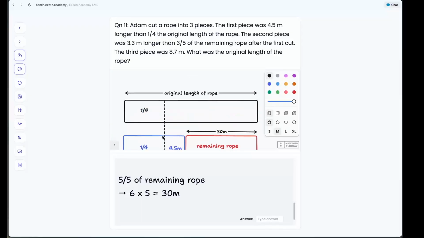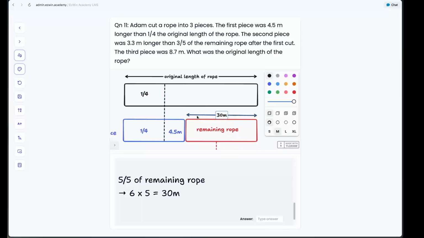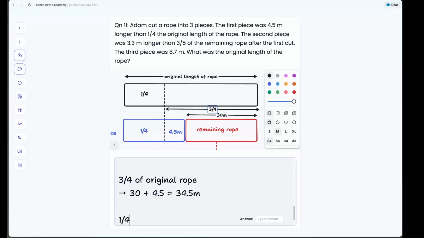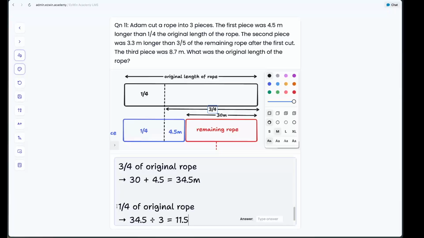Then can we get the original length of the rope with what we see over here? Yes, we can. So you can see that the remaining rope over here plus 4.5 is actually 3/4. So that means 3/4 of the original rope will then be equal to 30 plus 4.5, and this will be 34.5 meters. Then 1/4 of the original rope is 34.5 divided by 3, which is 11.5.